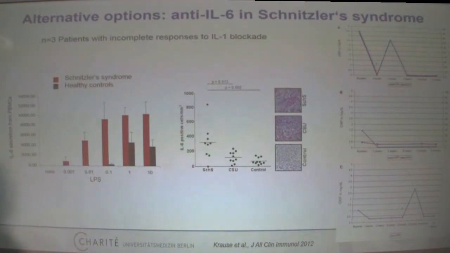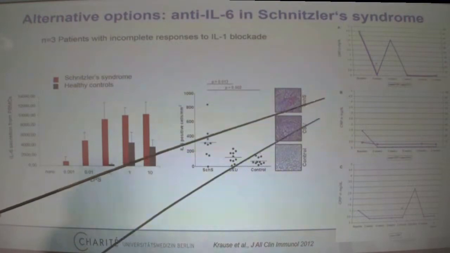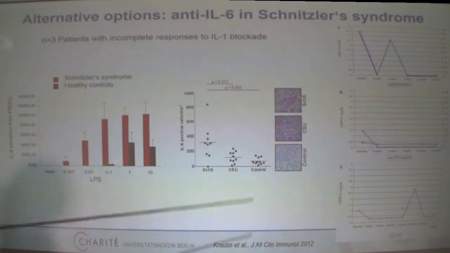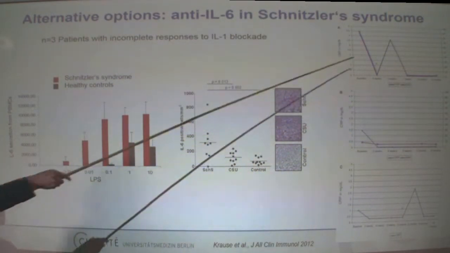So alternative options, I already mentioned anti-IL-6 treatment. For some of these autoinflammatory diseases, it has been shown that IL-6 is also a driver of the disease. And here you can see Schnitzler syndrome patients versus healthy controls, and mononuclear cells from the blood of these patients, showing that they produce a lot more IL-6 as compared to healthy controls. This is also shown here within the skin, and if you give an anti-IL-6 treatment to these patients, you can see that CRP levels went down quite rapidly in the 3 patients who were treated, and only if the drug was interrupted, these inflammatory markers went up again.